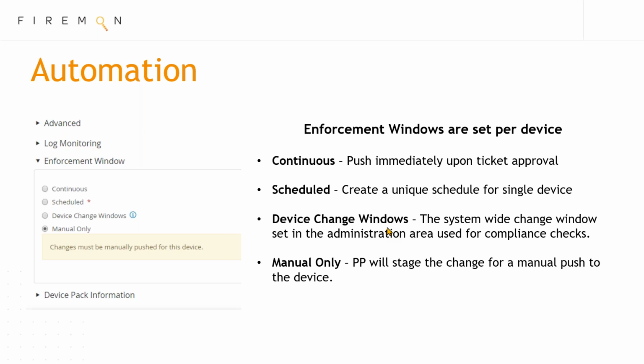And then you also have the option to create those global device change windows, which are going to create that system-wide change window that you set up in your administration panel, which will then be used to determine whether or not the related compliance checks pass or fail, i.e. has somebody pushed a change to my devices outside of my approved window. And of course, finally, there's manual only, which means the change is only going to be staged and wait until someone actually logs into the device or management station and pushes it out to the device.